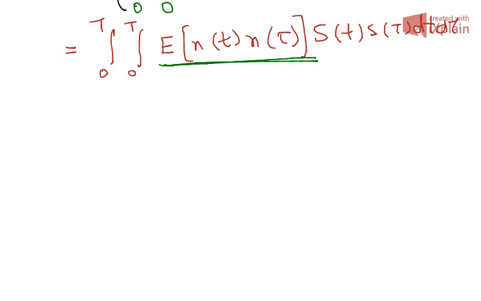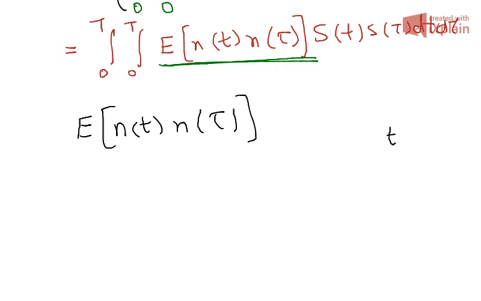So now consider the expected value of n of t and n of tau. N of t is the noise sample function. This is from the random process, and we know that the noise sample functions are independent. It's a random process, so n of t and n of tau would be independent. If they are independent, the expected value of their product is 0, unless t is equal to tau. When t is equal to tau, you can just substitute and you would get the expected value of n squared, which is the second moment.